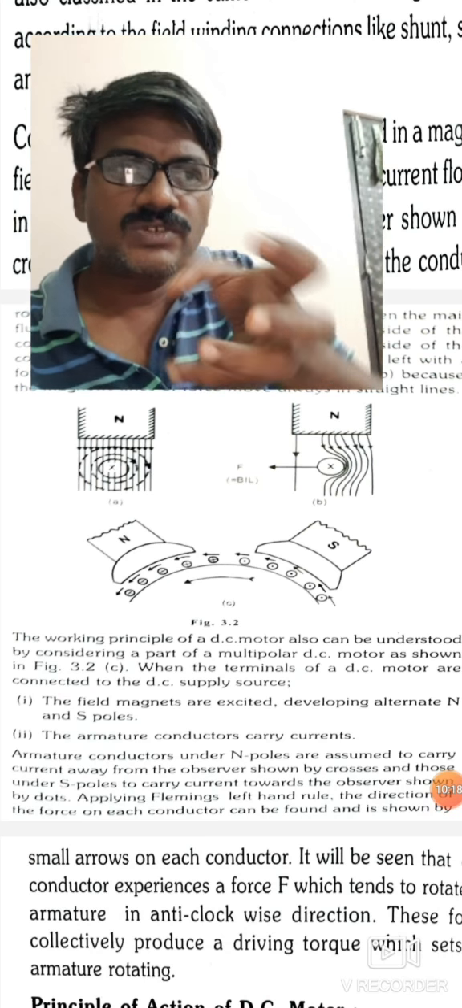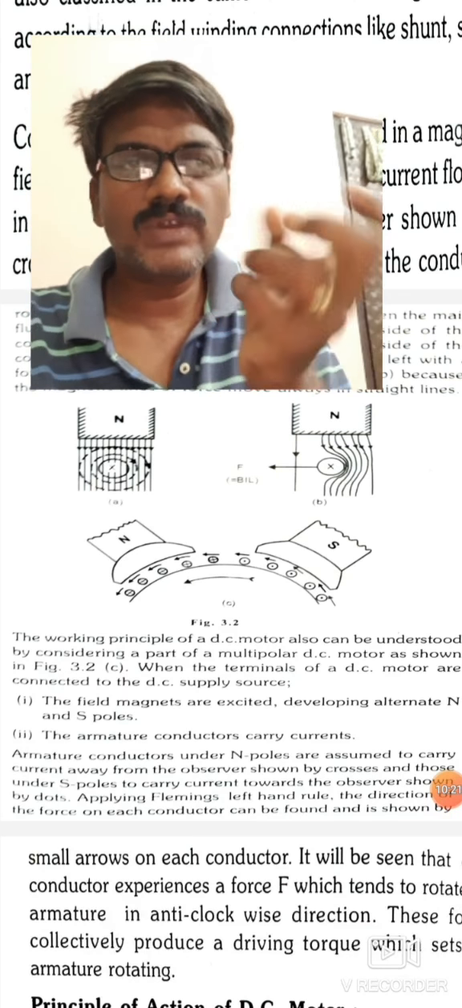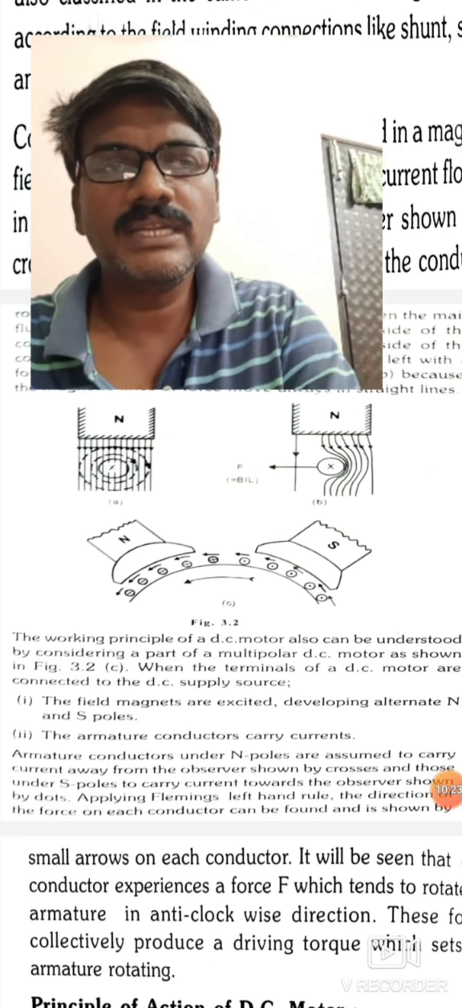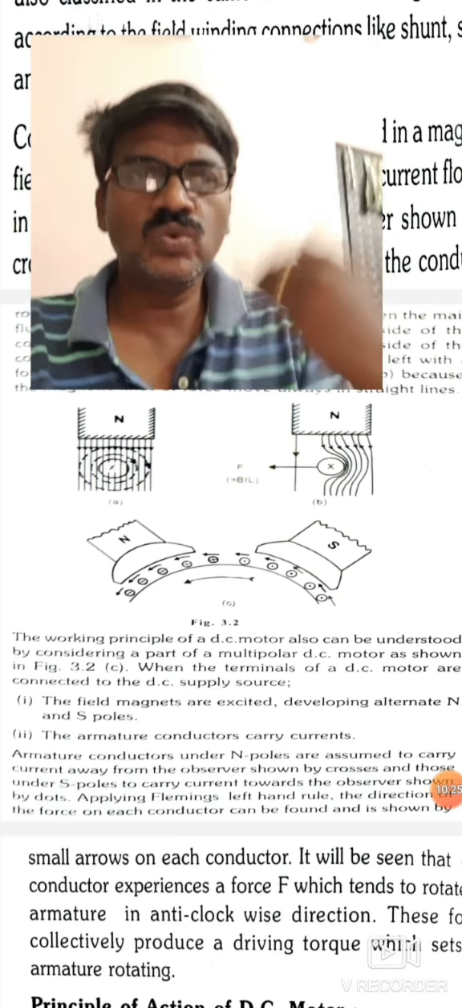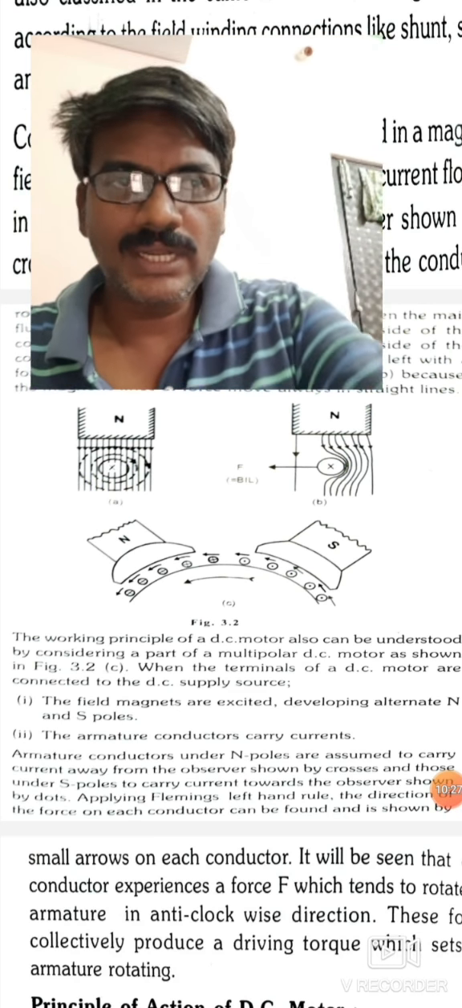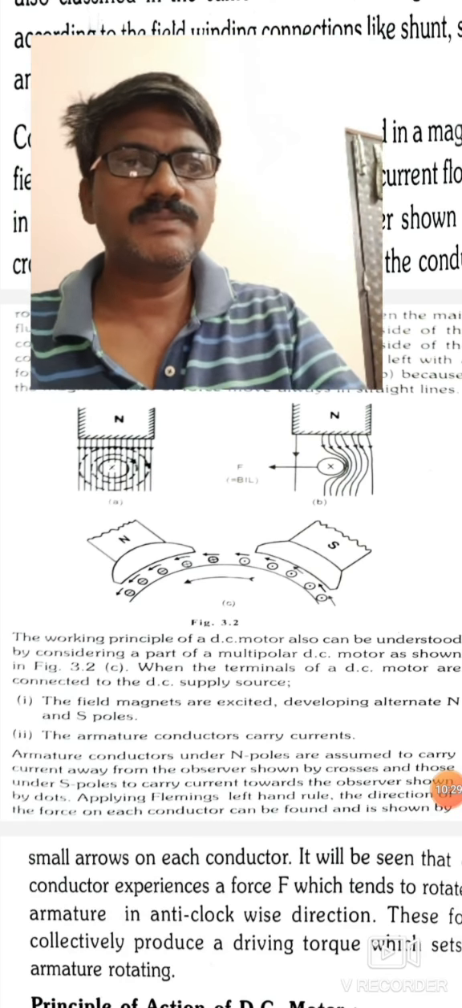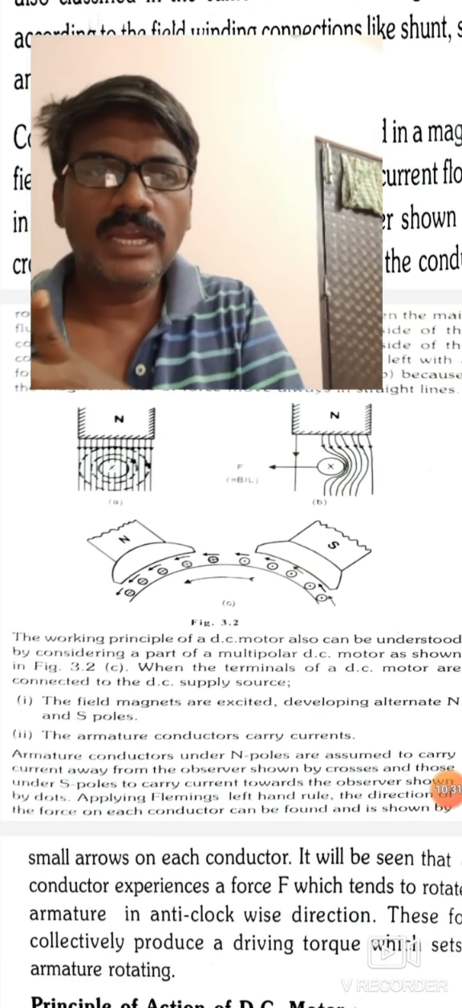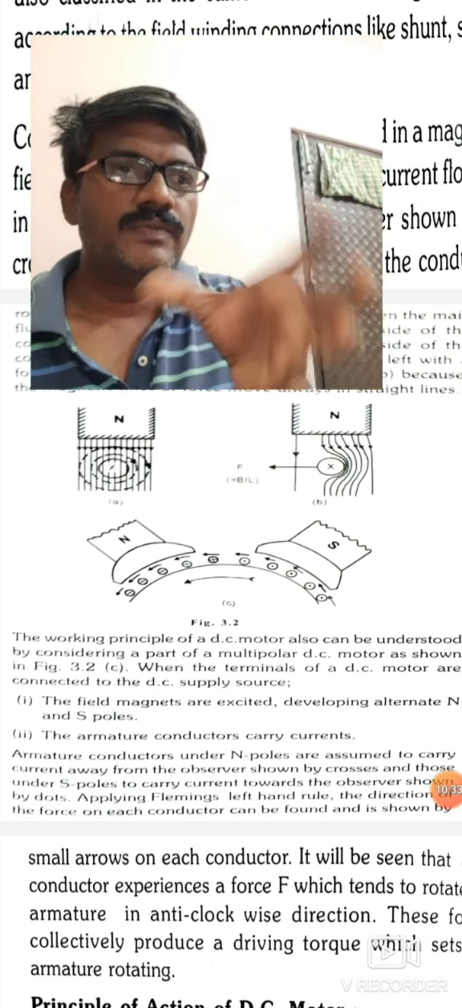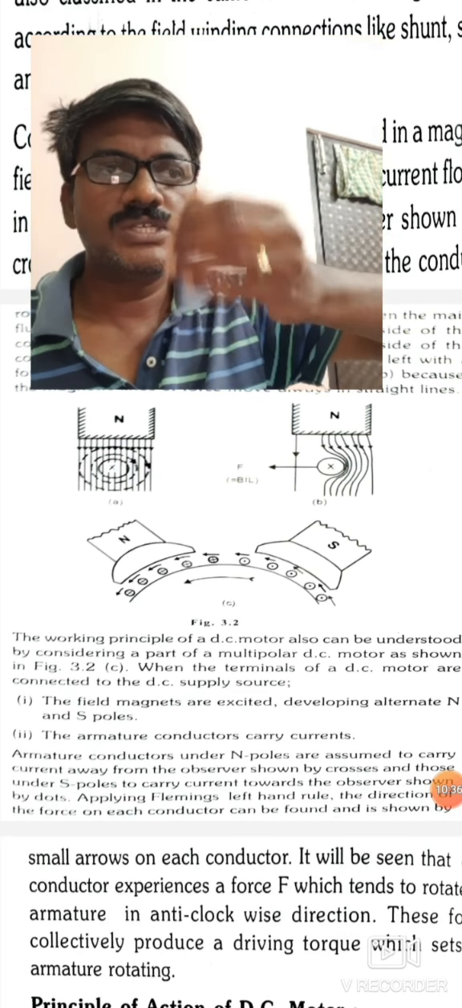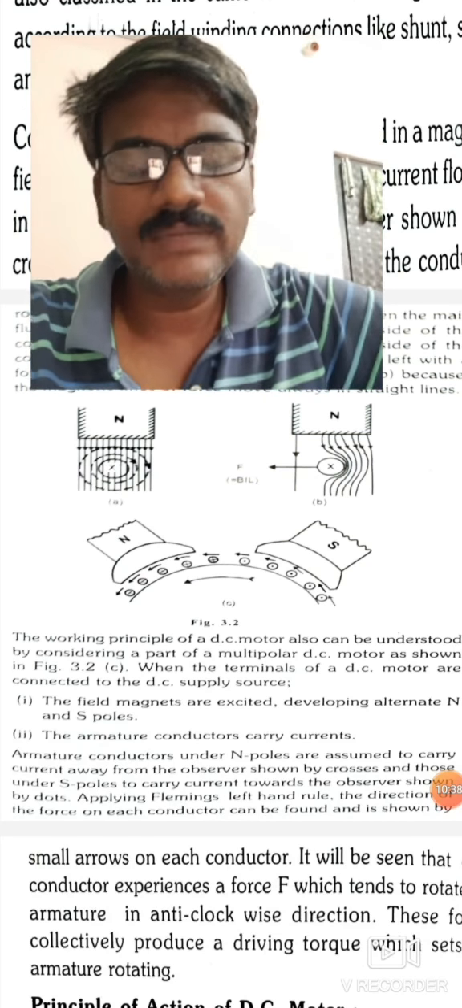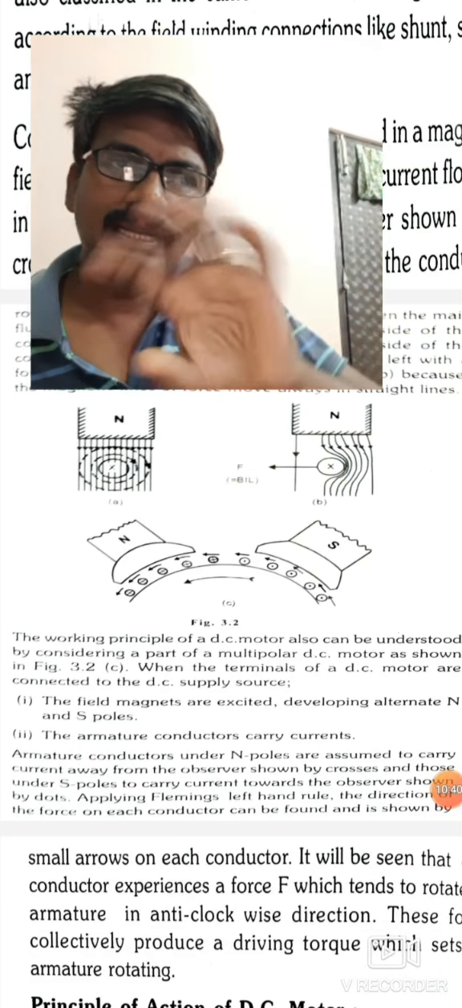Then automatically we get a twisting force. We have considered only one conductor, but actually there are two conductors. The upper one becomes cross, another one becomes dot. A cross means the force in this direction, dot means force in this direction. So there are equal and opposite forces acting on opposite sides. So simply we get a rotating torque.